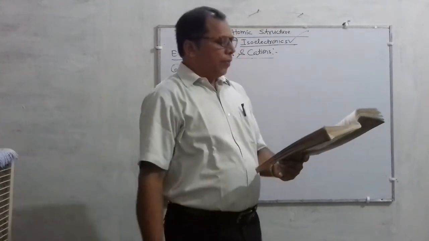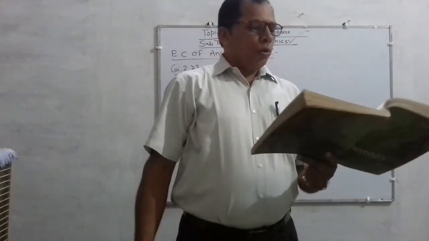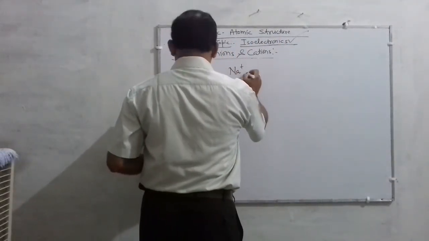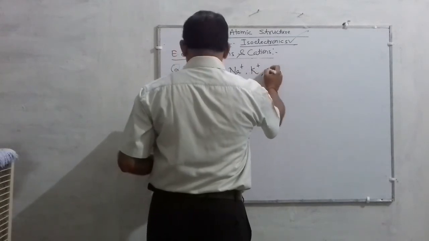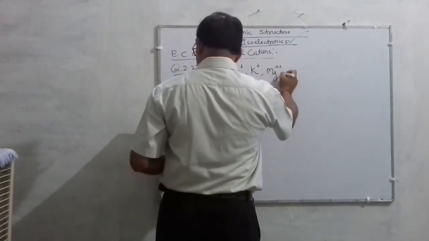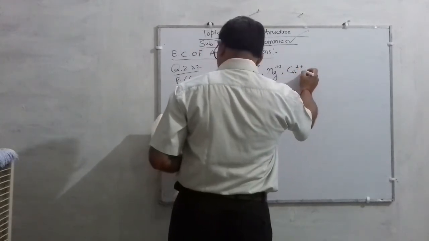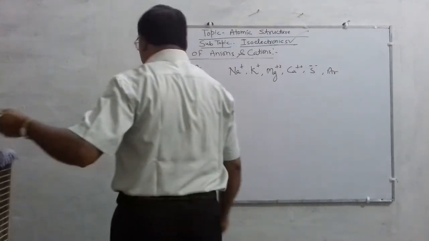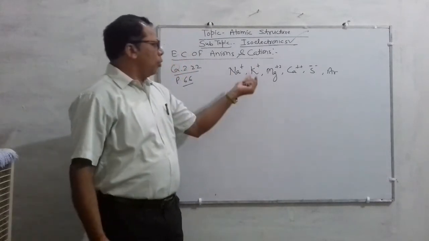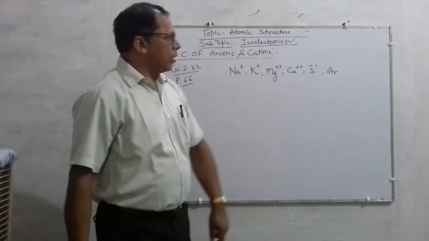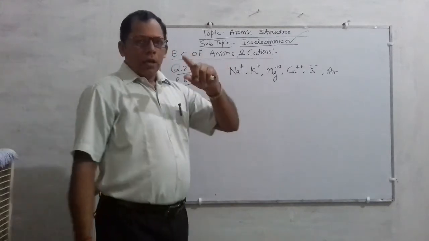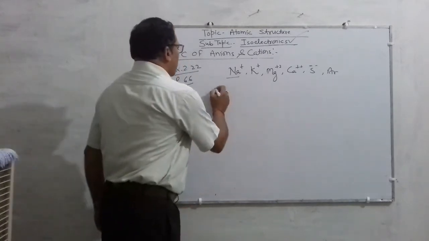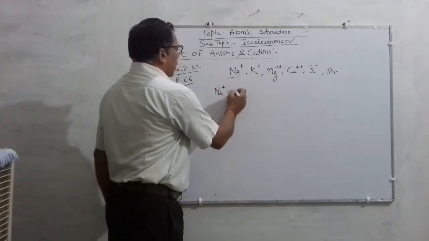The question is, which of the following are isoelectronic species? Those having the same number of electrons: Na plus, K plus, Mg plus 2, Ca plus 2, and S minus 2, and Ar. So children, in this you have to find out which are isoelectronic species. Go on the simple concept: Na plus means what? Na plus is containing 10 electrons.